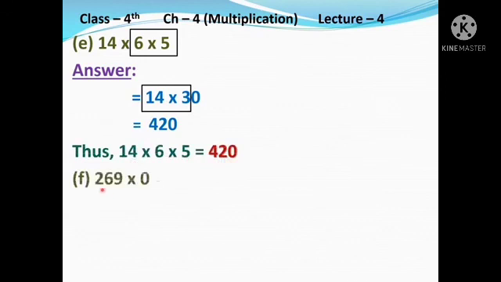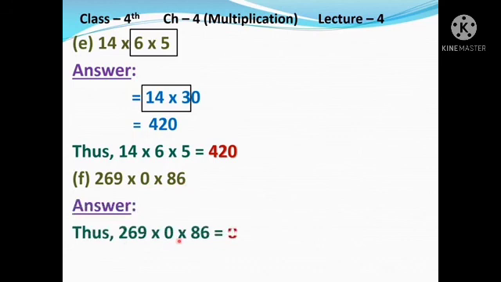Now F part: 269 multiply 0 multiply 86. Now see, 269 multiply 0 multiply 86, it will be 0 because we are multiplying by 0. Okay, so write down the answer. Thus 269 multiply 0 multiply 86 equal to 0. Clear?